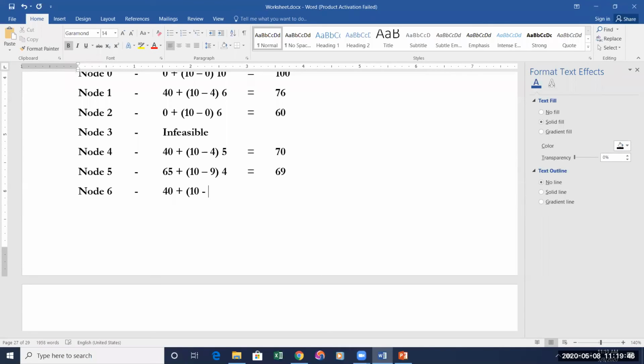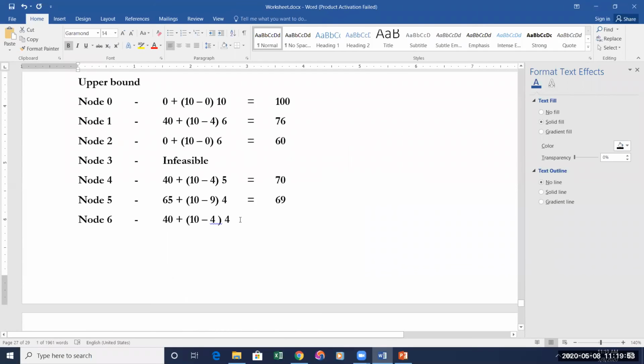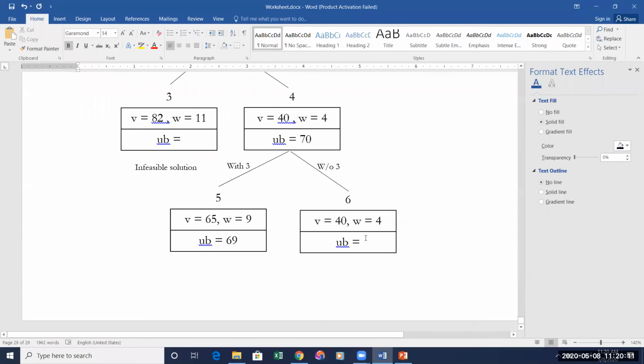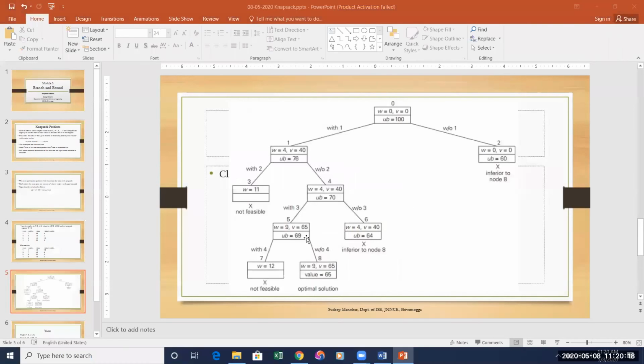Small w is 4. And the next value by weight is 4. What do you get here? 10 minus 4 is 6. 6 into 4 is 24. 24 plus 40, 64. We get 64 for this. I'll once check whether I'm right. 69 and 64.